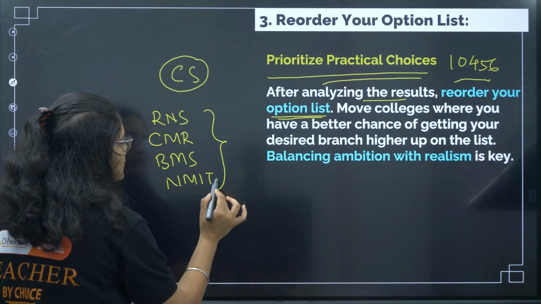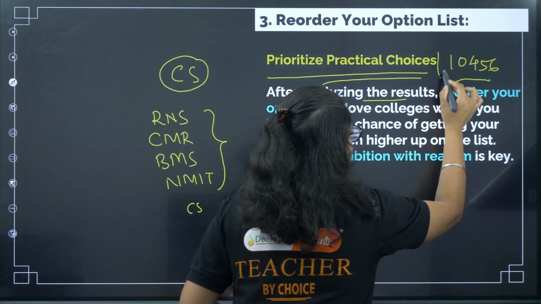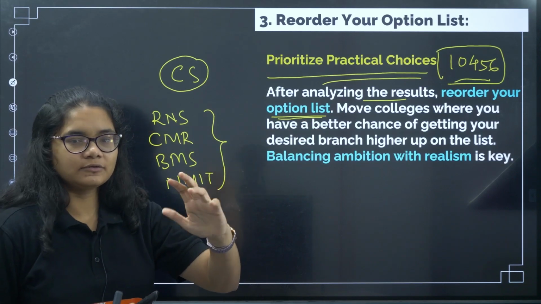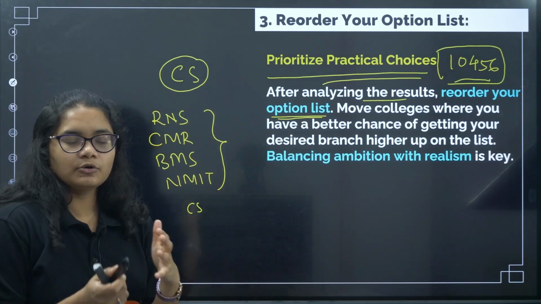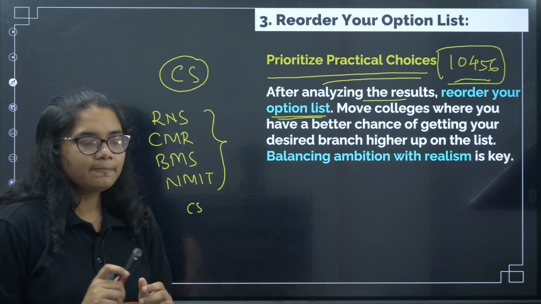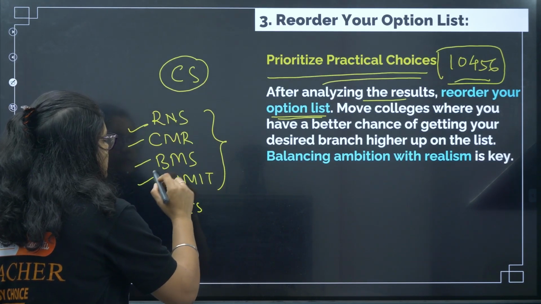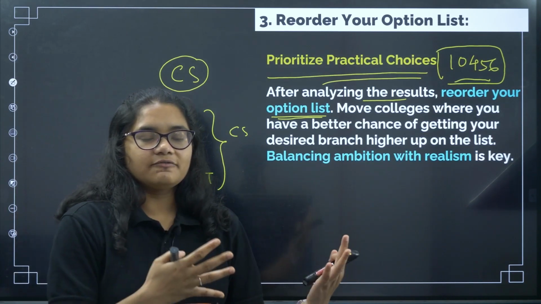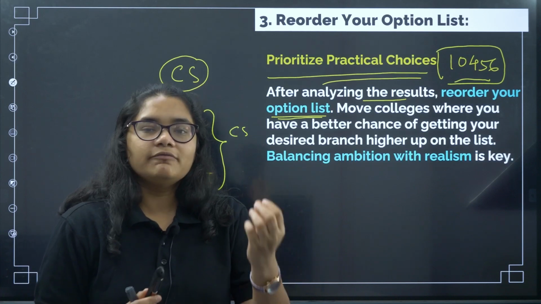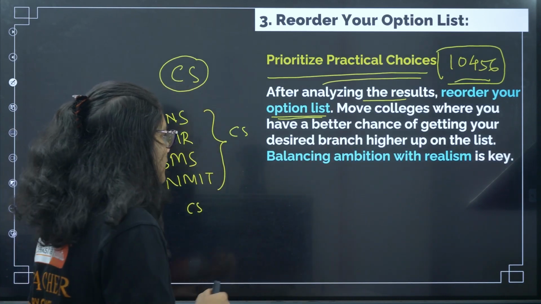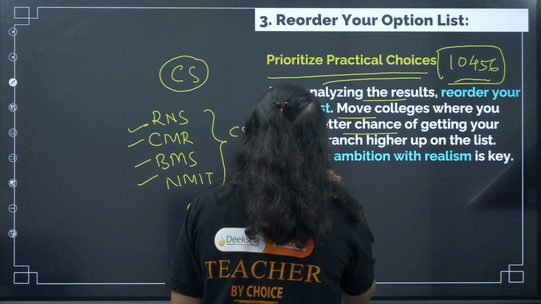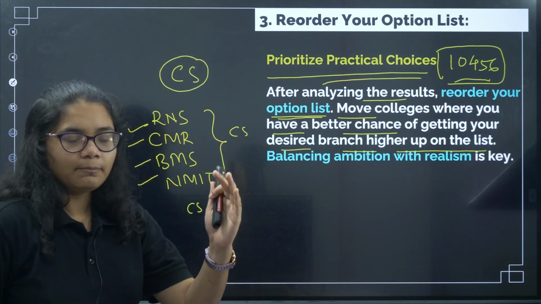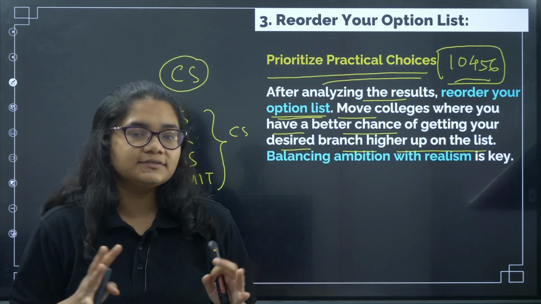Okay, so if you consider these colleges, the cutoff for CSE will be somewhere around 10,000. Okay, I'm not telling exactly, but as far as I remember, somewhere near 6,000, 7,000 you will be getting computer science in these colleges, up to 7,000 to 9,000 I think. Okay, so you need to consider these colleges and the computer science branch for making your option entry, instead of considering RV, BMS, the top colleges, MSRIT where the cutoff is very high. Okay, now move colleges where you have a better chance of getting your desired branch higher up on the list. Okay, so choose these colleges and take them up where you have the chances of getting.